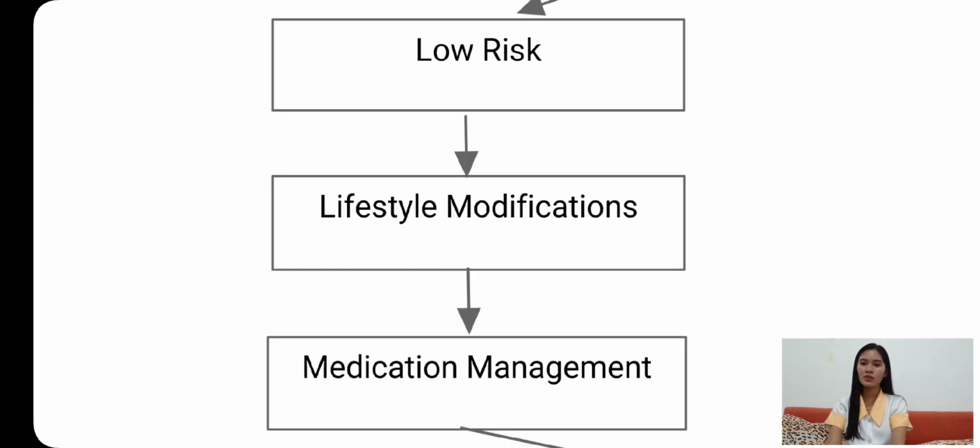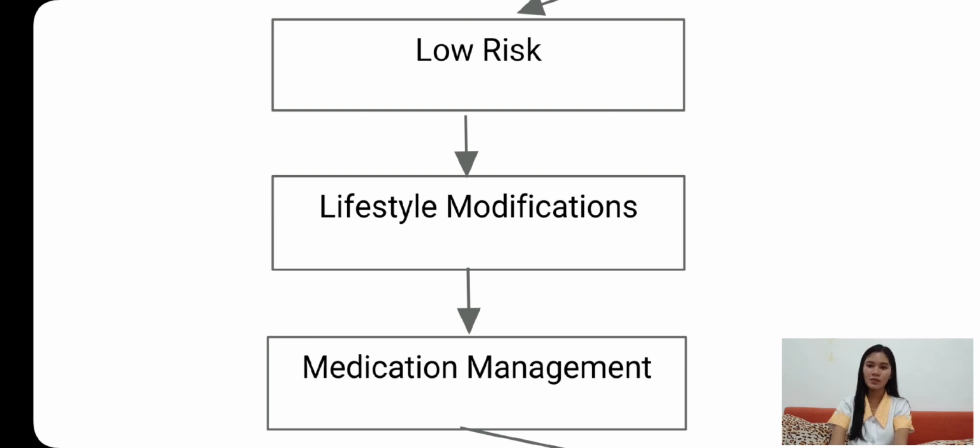So first is the lifestyle modification. Patients at low risk for severe CAD complications are first encouraged to make lifestyle changes to reduce the likelihood of disease progression. The lifestyle modification includes diet, reducing saturated fat, cholesterol, and sodium intake. The next one is exercise, regular physical activity to improve heart health, and stress management techniques like meditation or counseling to help manage stress. So these modifications aim to improve overall heart health and prevent complications.